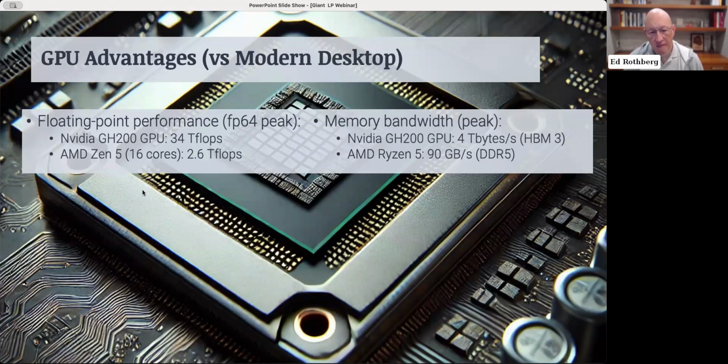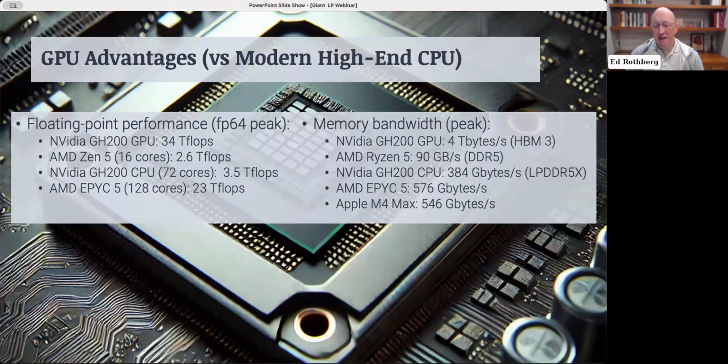So comparing the NVIDIA GH200 GPU, 34 teraflops of floating point performance, against the latest AMD Zen 5 desktop 16 cores, 2.6 teraflops of floating point performance. So more than a factor of 10 more performance from the GPU. On the memory bandwidth side, as I mentioned earlier, the GPU has HBM, high bandwidth memory, and you can pull about 4 terabytes a second peak from memory. Whereas on the desktop CPU, 90 gigabytes a second, so more than 40 times more memory bandwidth. So those are some big numbers.